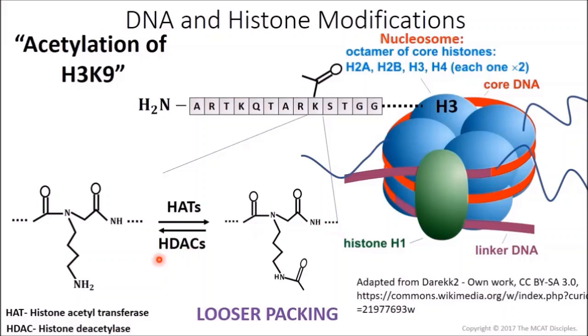Histone deacetylases, the HDACs, will just remove that acetyl group. I just realized I didn't explain what H3K9 means. H stands for histone, the 3 stands for the H3 histone, and the K means the ninth lysine residue. If you count from the N terminal, you'll find you go 1, 2, 3, 4, 5, 6, 7, 8, 9. The ninth residue is K9, lysine. The K stands for lysine, that's the one-letter code.